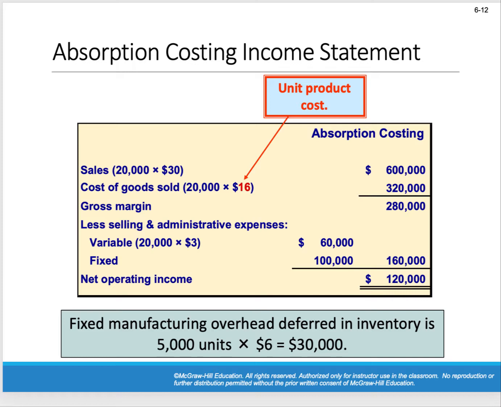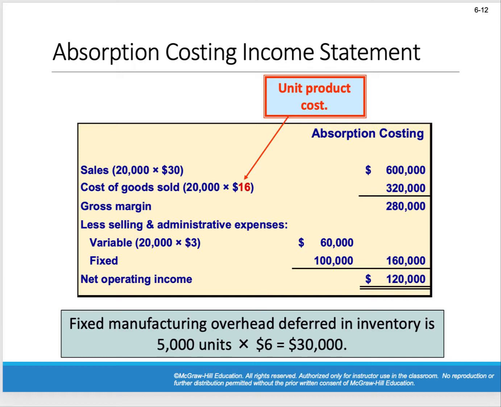Next, we subtract out our period cost, meaning our selling and our administrative expenses. Guess what? We don't care if it's variable selling or fixed selling. Because we're doing absorption costing, we care about product and period costs. So we're taking total selling expenses, both variable and fixed. We're taking total administrative expenses, both variable and fixed. Notice what our net operating income is, $120,000.